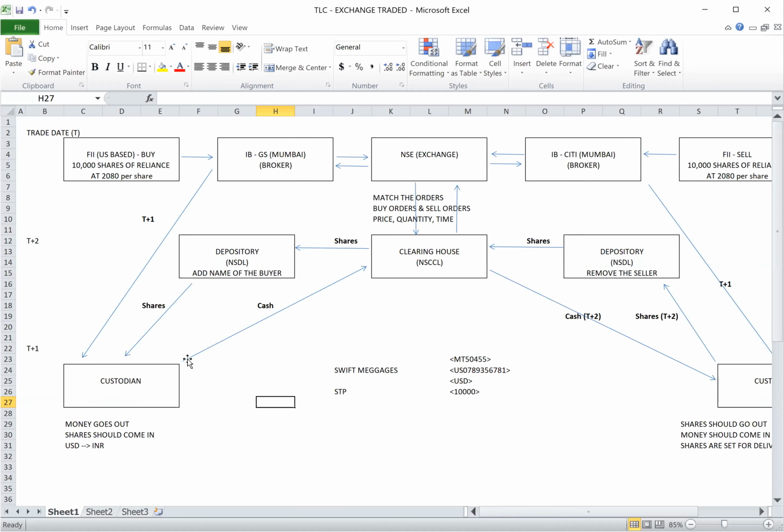Tell me guys, can you see an Excel file on my screen? Yes, sir. This is what we are going to talk about. This is the trade life cycle, how it happens.